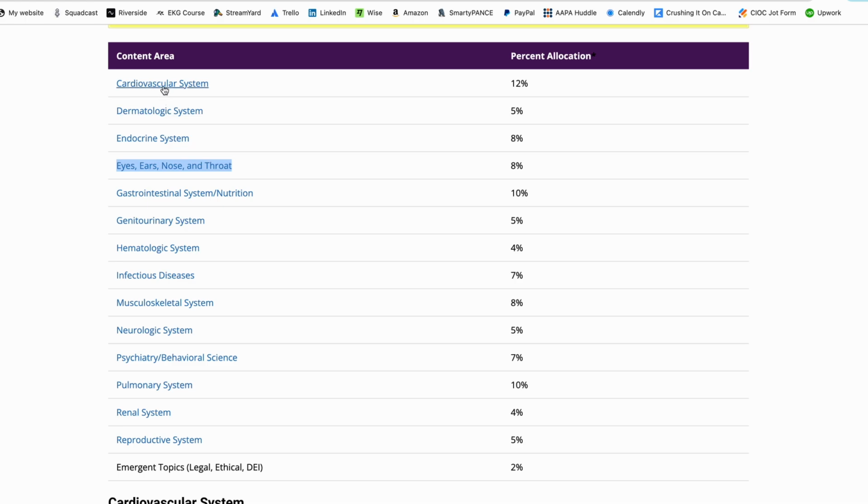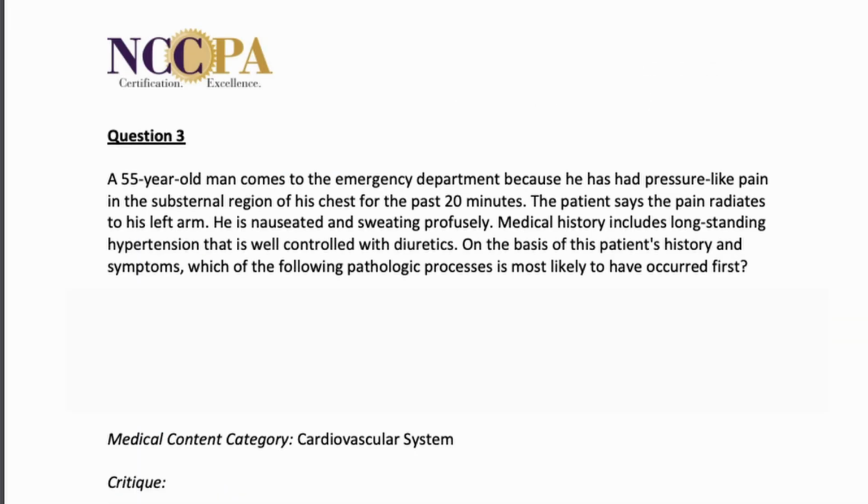So we open the cardiovascular system because that's what we're going to be tested over. Let's look at this next question. What are they looking for here? And it says, on the basis of this patient's history and symptoms, which of the following pathological processes is most likely to have occurred first? That's not something that I see them ask very often, but this is a great example of how they can kind of use one scenario to get to something else. So if you had read that whole scenario and you didn't know that that's what they were looking at, your brain might have been thinking about all kinds of other stuff. But now that we've read the question, we know that they're asking for a pathological process. So we have to figure out what the diagnosis is, right? To understand what the pathological process is.